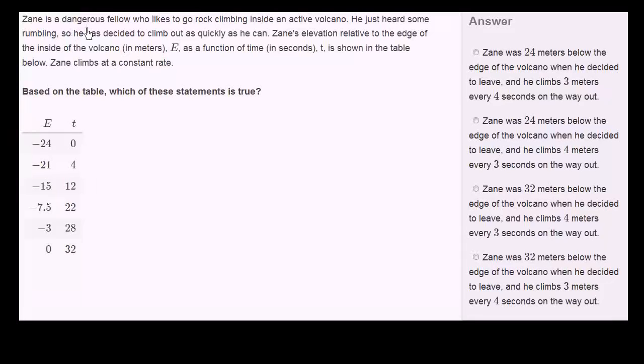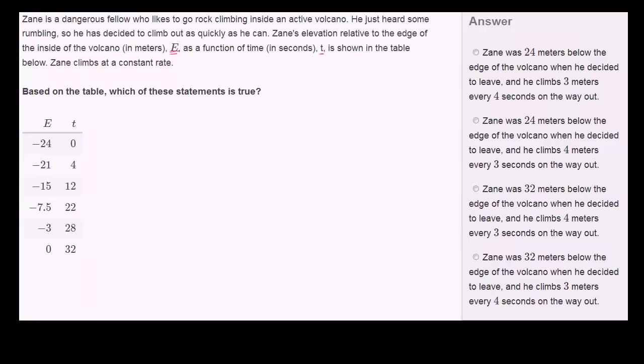Zane is a dangerous fellow who likes to go rock climbing inside an active volcano. He is a dangerous fellow. He just heard some rumbling, so he's decided to climb out as quickly as he can. Zane's elevation relative to the edge of the inside of the volcano in meters, E, as a function of time in seconds is shown in the table below.